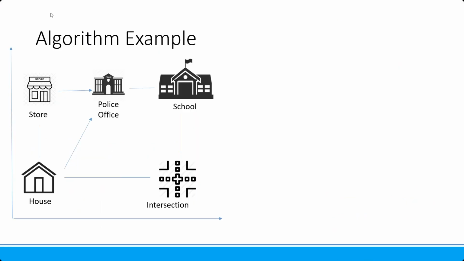So let's get back to this example. With the algorithm example, what does it mean? At first, I want to go from home, from house. Okay. I want to go to school. What is the best way to go to school? Because if I want to go to school, I need to check every possible path.